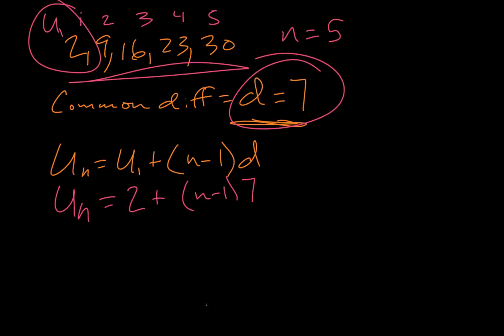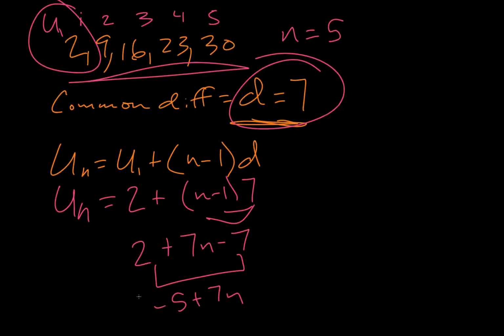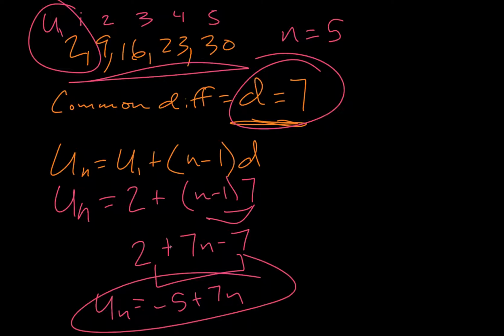So, we can leave it like this, or we can simplify it a little bit. So let's distribute the 7. So we have 2 plus 7n minus 7. Combine those two, we get negative 5 plus 7n is the nth term formula. Okay.